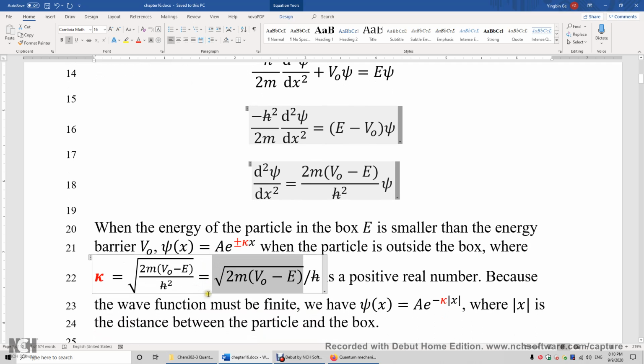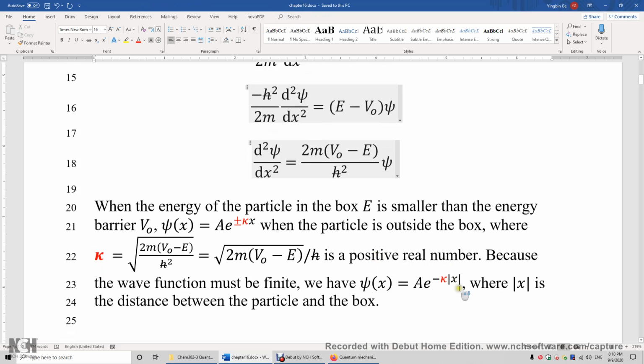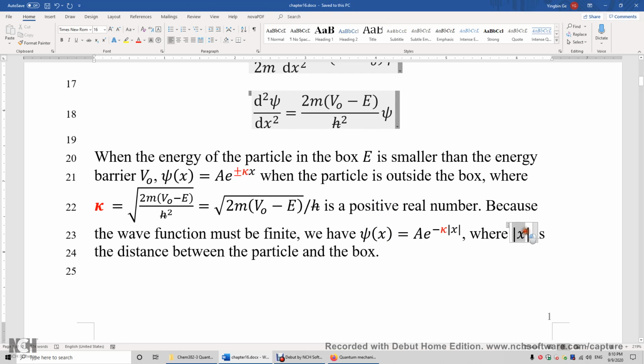To make sure the wave function is finite, we have the wave function to be A times e to the power of negative kappa times the absolute value of x. So now kappa is positive, the absolute value of x is positive. We ensure this wave function is finite. This wave function will never approach infinity. Again, this is the absolute value of x. This is the distance between the particle and the closest boundary of the box.